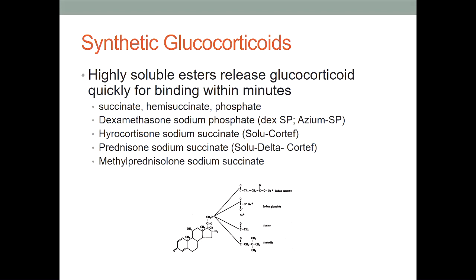Okay, so if you have a highly soluble ester, it's going to release this compound more quickly when you inject it, okay? So these are going to be the drugs. Like, when would you use these drugs?